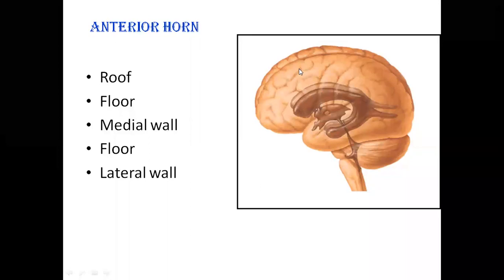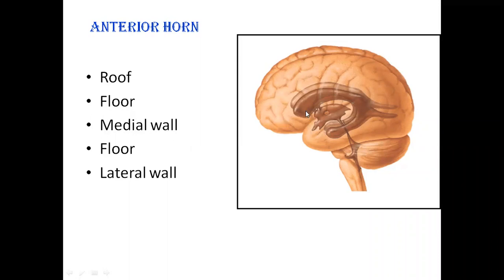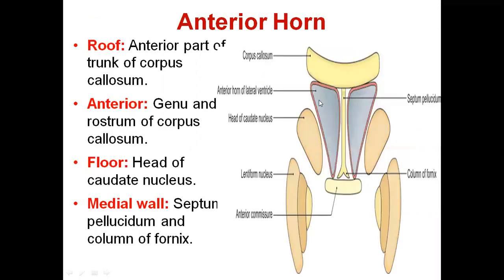Anterior horn is going into the frontal lobe. So it has roof again, floor, medial wall, and lateral wall. Now coming to the anterior horn, see this is right lateral ventricle. This is left lateral ventricle. So the roof is formed by corpus callosum. Now the anterior relations, you will see genu and rostrum of corpus callosum. Floor is formed by head of caudate nucleus. Medially, you are finding that partition, that is same thing, septum pellucidum and column of fornix.